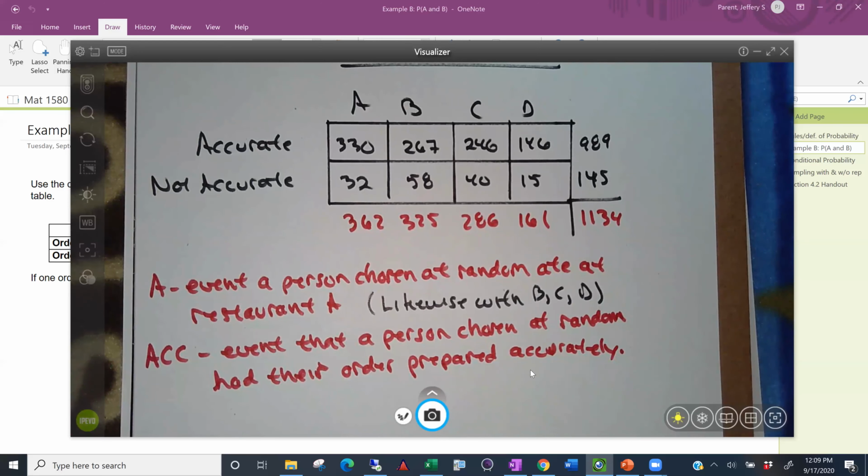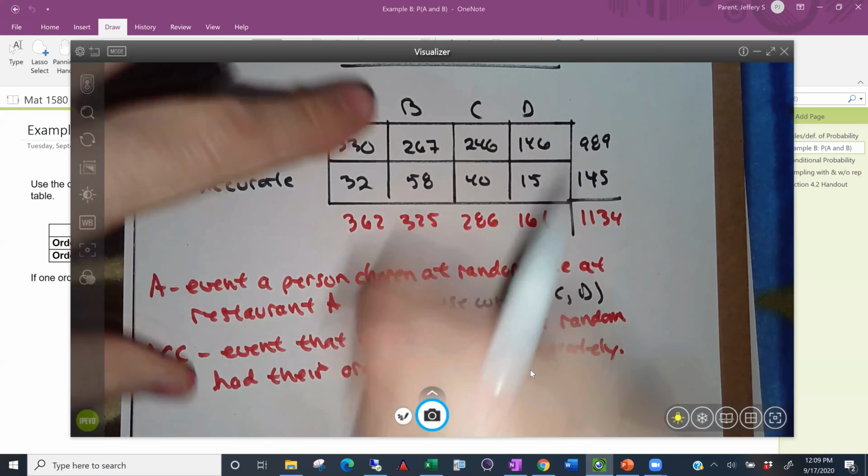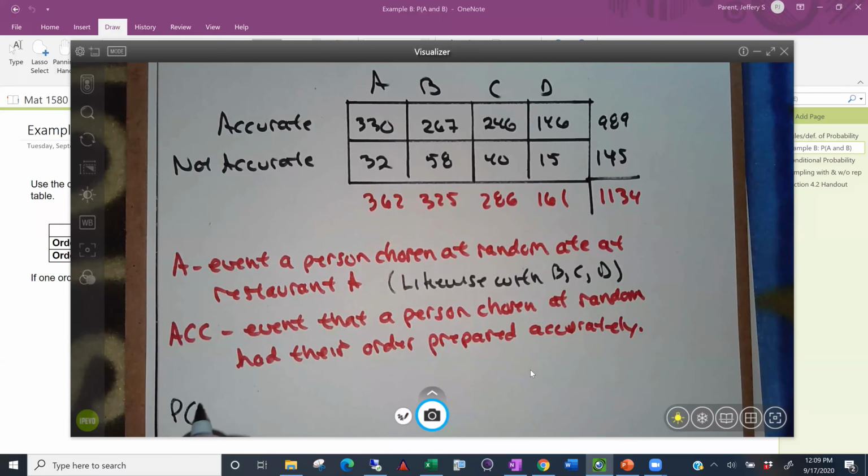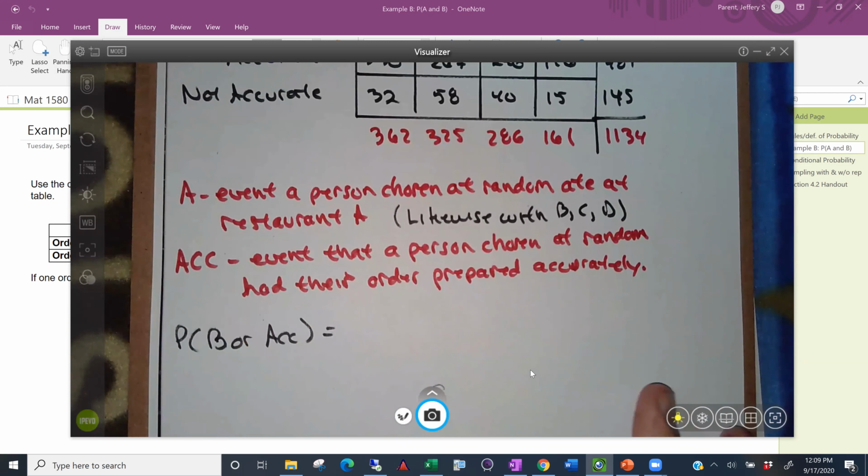Let's do one as a nice follow-up to the ones we've been working on so far. Probability of restaurant B, or that your order was filled accurately. So let's work on that one.